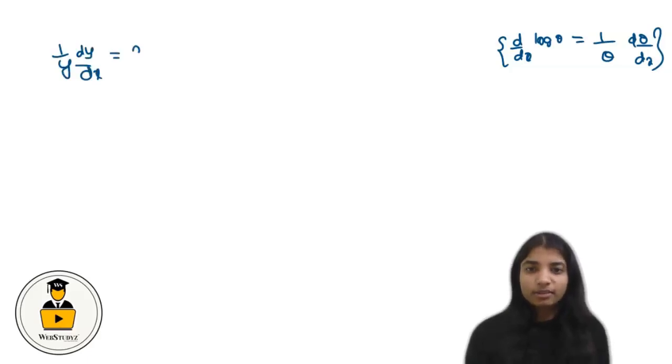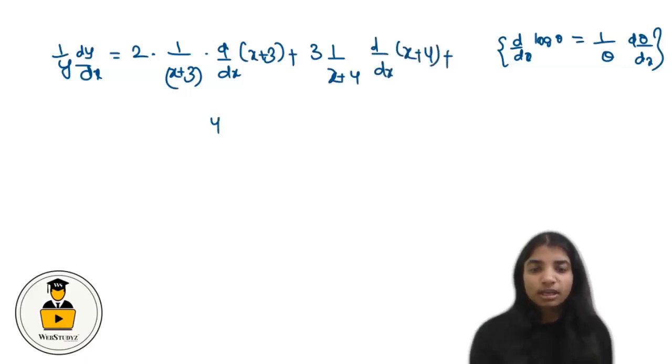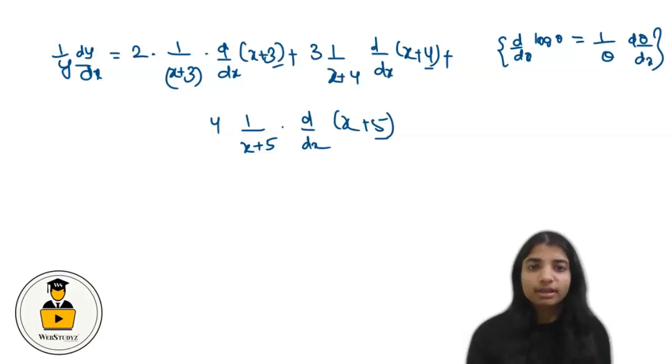So this becomes 2 multiplied by d/dx of log of (x+3), which is 1 divided by (x+3) multiplied by d/dx of (x+3), plus 3 d/dx of log of (x+4), which is 1 divided by (x+4) multiplied by d/dx of (x+4), plus 4 d/dx of log of (x+5), which is 1 divided by (x+5) multiplied by d/dx of (x+5). Here 3 is constant, 4 is constant and 5 is constant. The differentiation of all these constants is 0, and we know that dx/dx is 1 in all these cases.